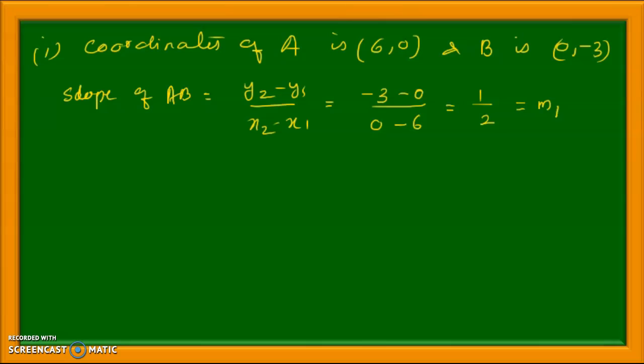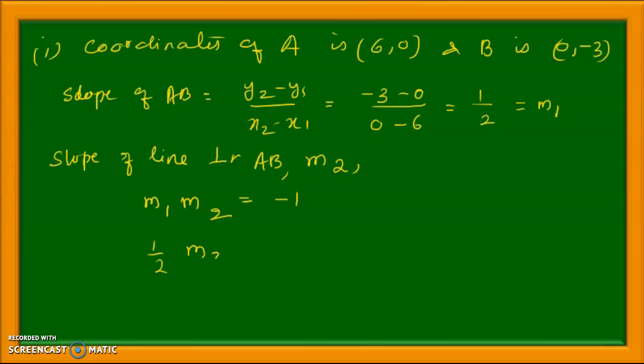This we can take as m1. Let the slope of the line perpendicular to AB passing through P be m2. We know that m1 into m2 is equal to minus 1, the product of both. So 1 by 2 times m2 is equal to minus 1. Therefore m2 is equal to minus 2. So the slope we got is minus 2.